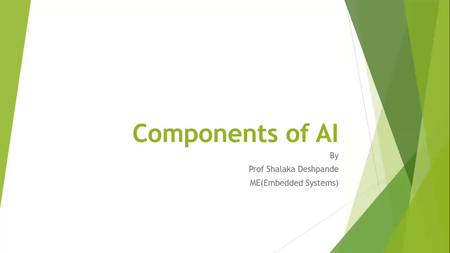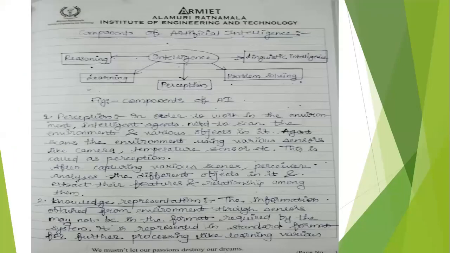So our today's topic is components of AI. In this, we are going to discuss the various methodologies with which AI is connected. Every intelligence, it might be the intelligence of a machine or the intelligence of humans, has various parts and different areas. We are going to discuss that today.